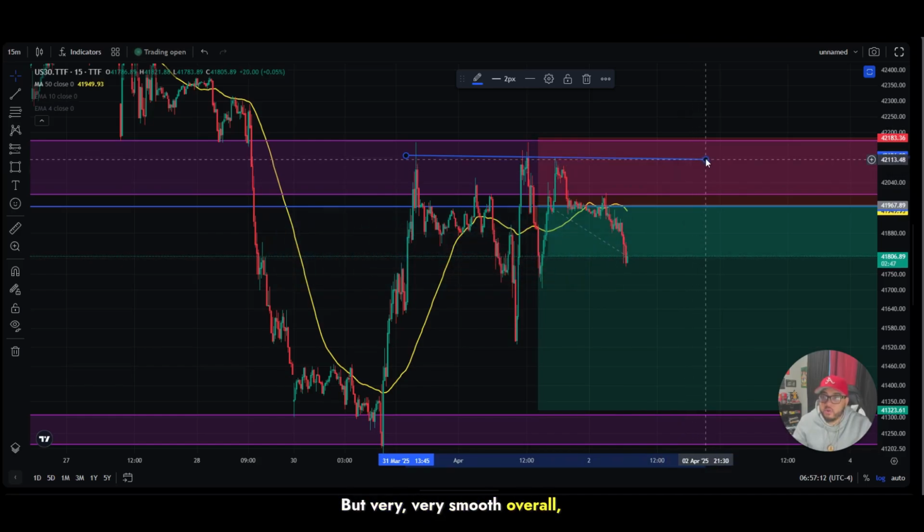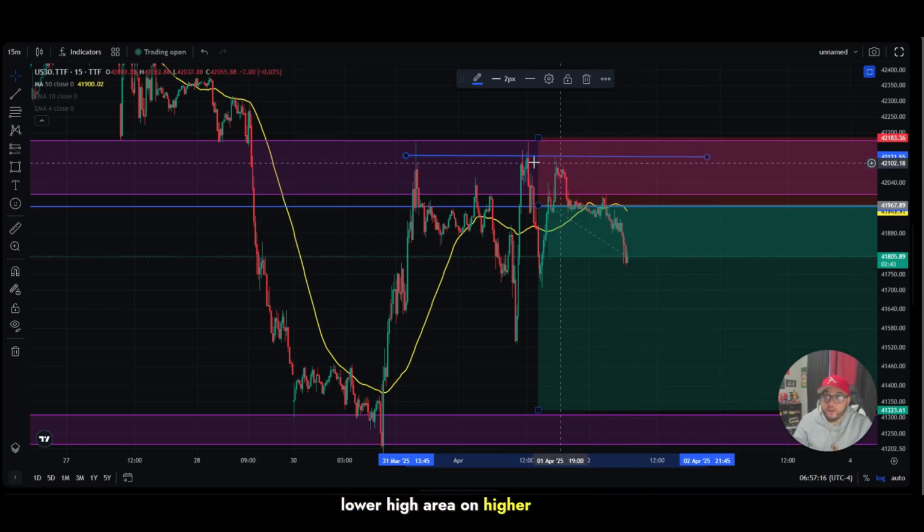But very, very smooth overall, right? So this would be considered our lower high area on higher time frames, as to why you guys saw all these bunch of lines.